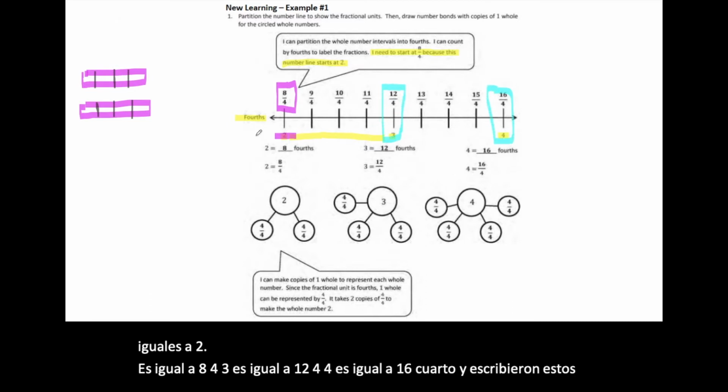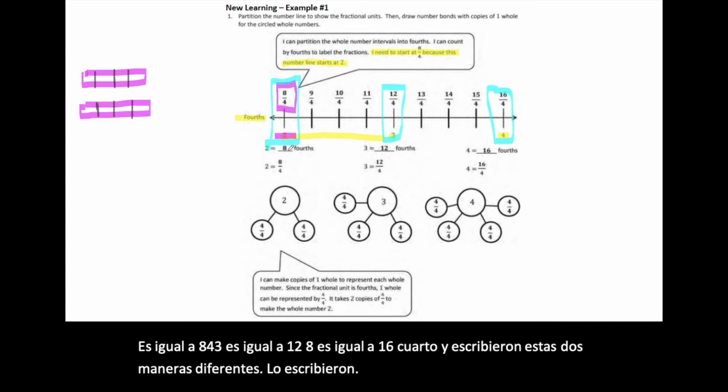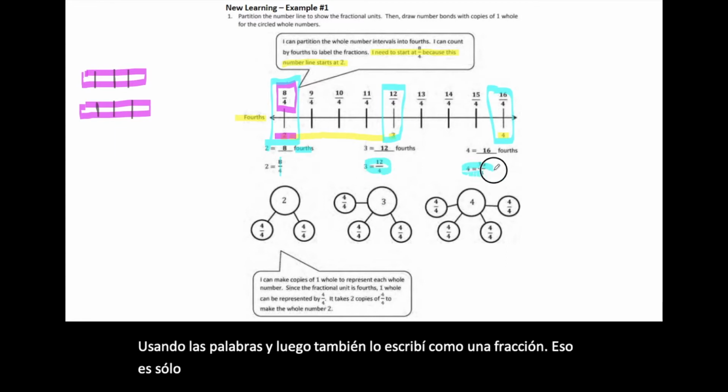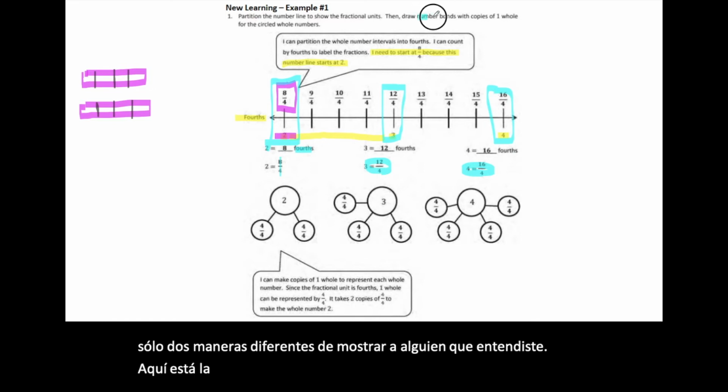And they wrote these 2 different ways. They wrote it using the words, and then they also wrote it as a fraction. That's just 2 different ways to show someone that you understood. Now here's the second part of those directions, our number bonds.